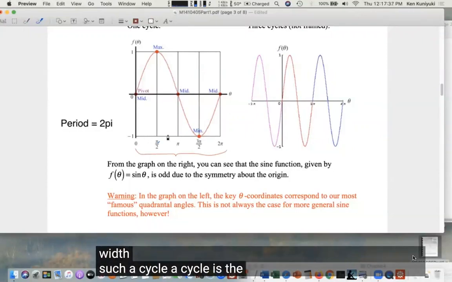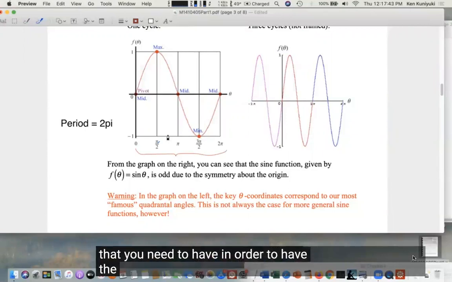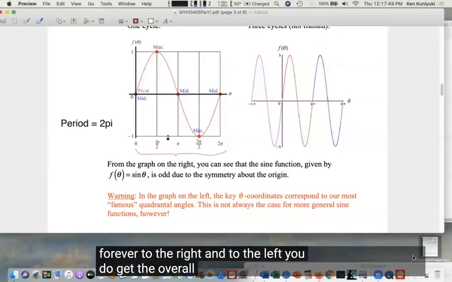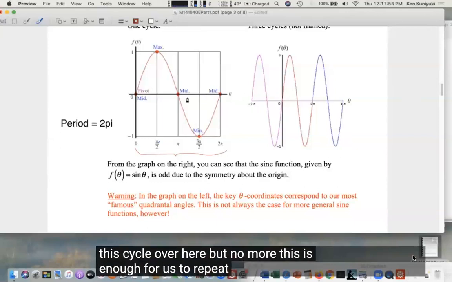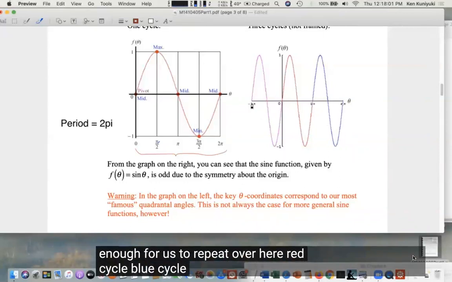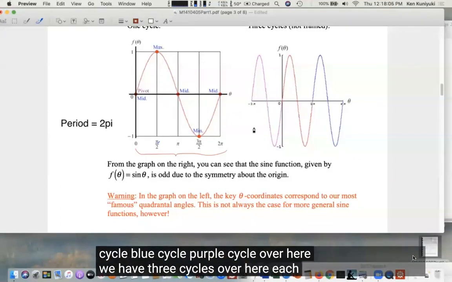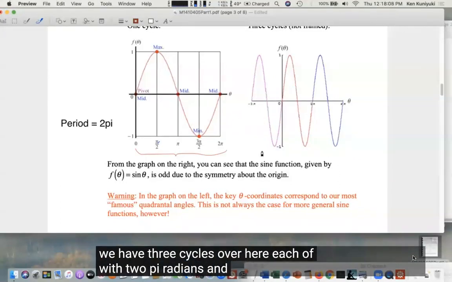A cycle is the smallest, thinnest piece of wallpaper that you need to have in order to have the property that when you repeat it forever to the right and to the left, you do get the overall graph. We need all of this cycle over here, but no more. This is enough for us to repeat. Over here, red cycle, blue cycle, purple cycle. We have 3 cycles over here, each of 2 pi radians.